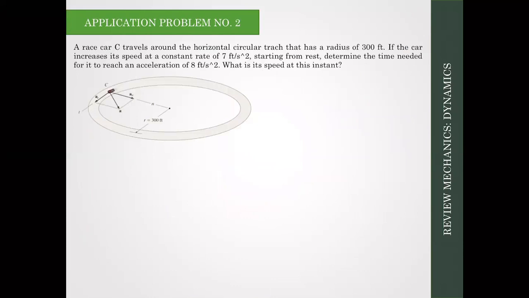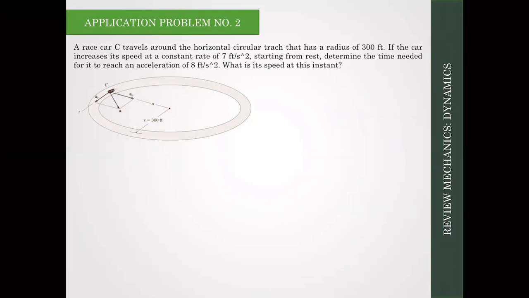Okay? And then we have, I think this is the second to the last one. A race car C travels around a horizontal circular track that has a radius of 300 feet. If the car increases its speed at a constant rate of 7 feet per second squared, starting from rest, determine the time needed for it to reach an acceleration of 8 feet per second squared. What is the speed at this instant?